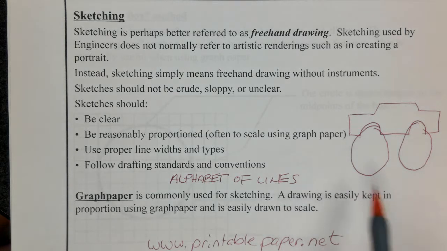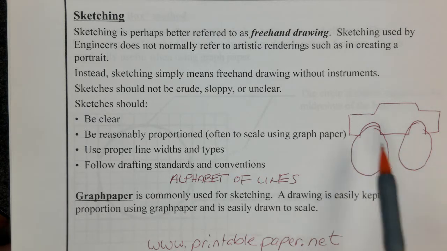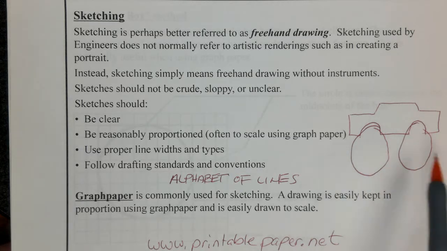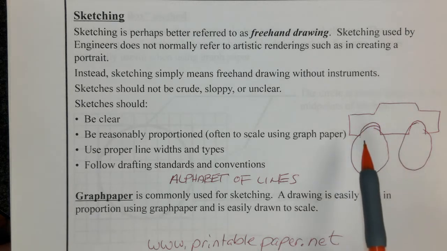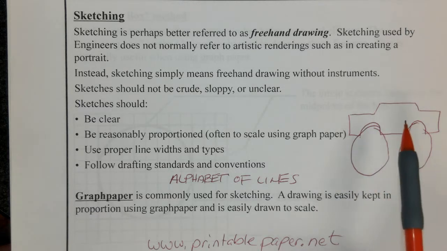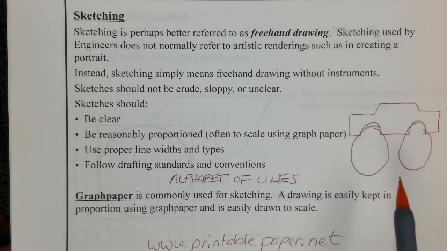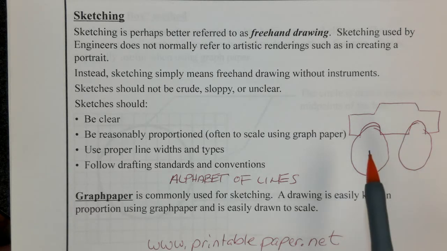And here I have a picture of a car. Perhaps we drew one like this when we were in first grade. Notice the wheels are very large. I've actually probably seen some of these on the highway. But we know that usually the wheels are more proportional to the car. So you would not make a sketch necessarily like this. You want it to be proportional.